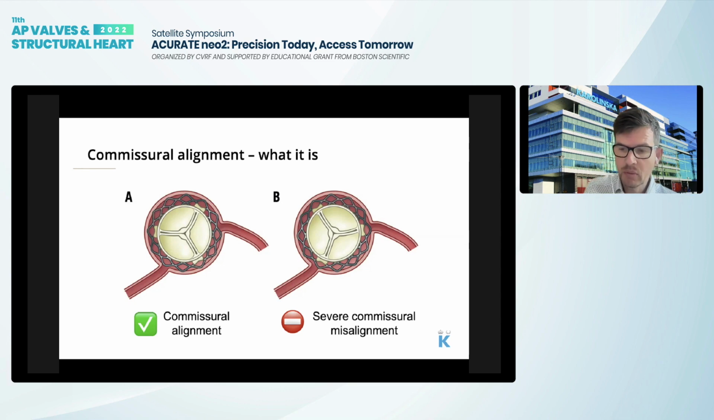Now with this platform, you can implant with complete misalignment, and you will still have good coronary re-access usually, and you will not have a coronary occlusion anyways in the acute result. The idea with the commissural alignment is more the long-term treatment of the patient.